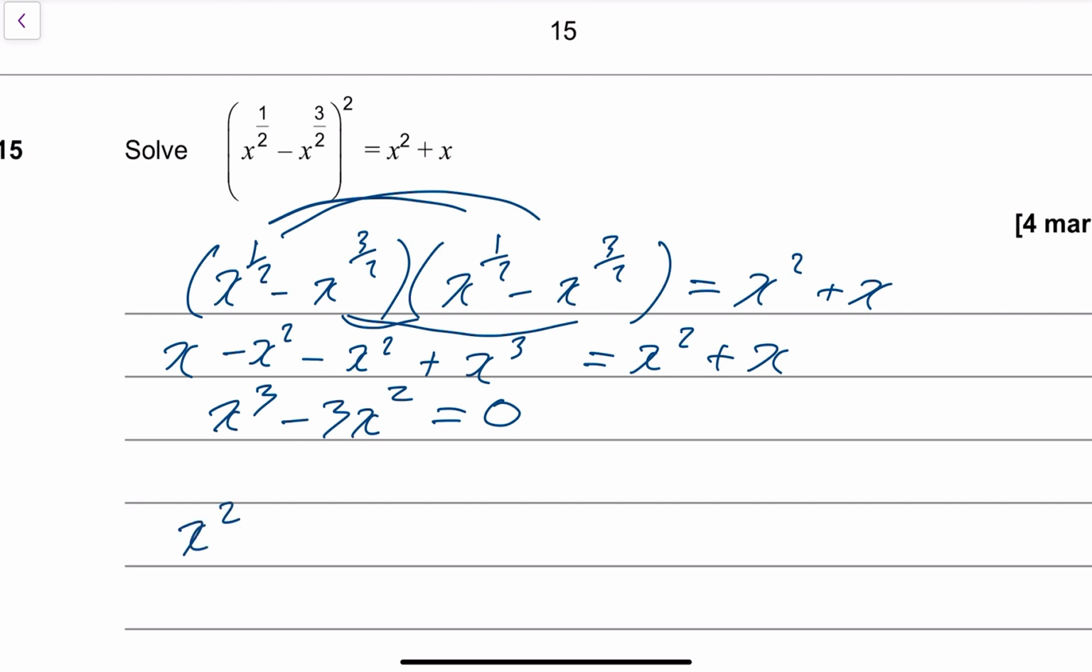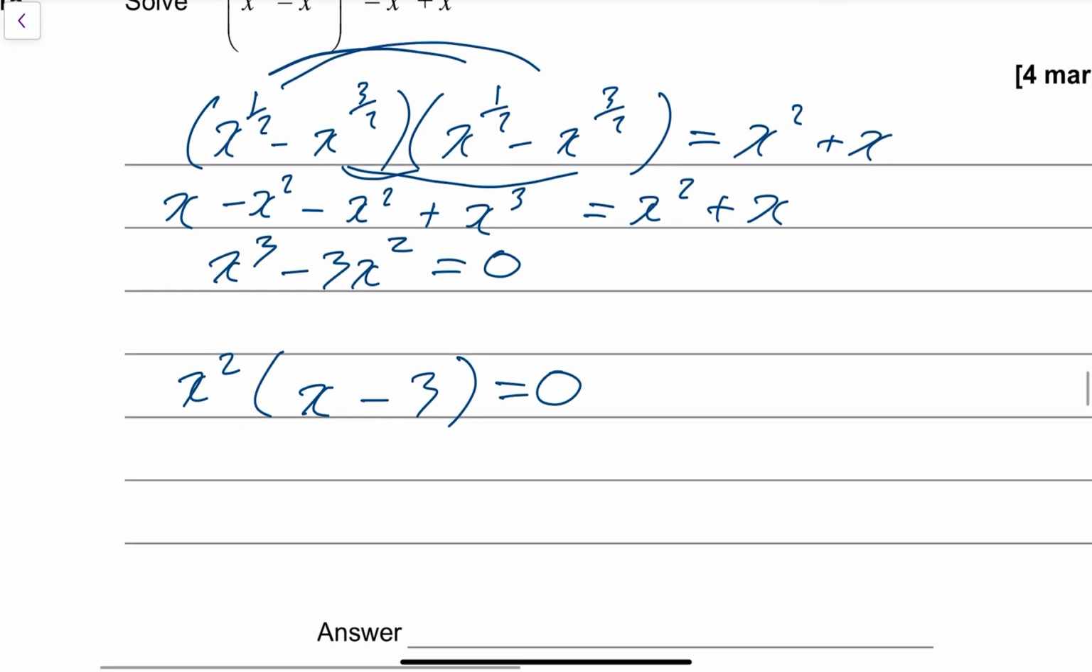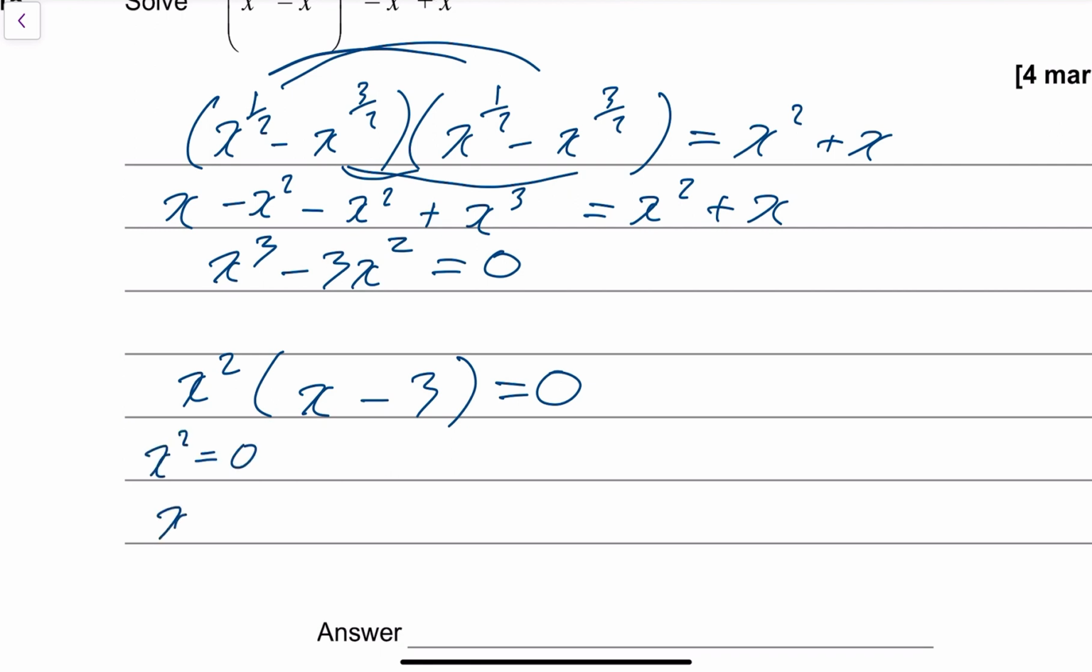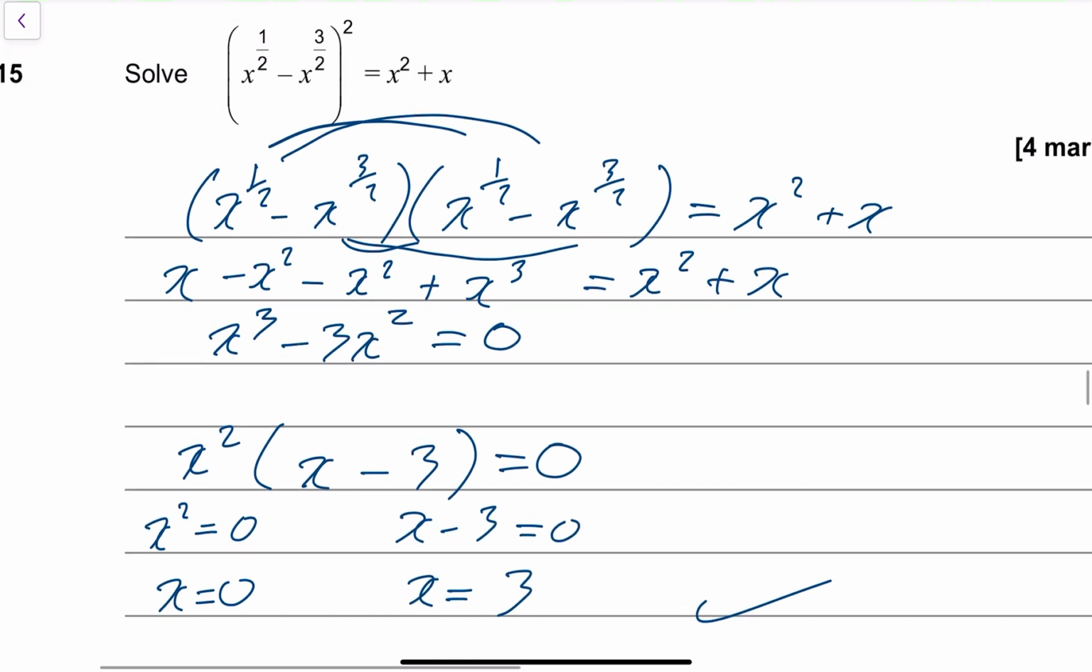Looks sensible. That means take x squared outside a bracket. You'll have x squared times x minus 3 equals 0. And you're in a weird situation again where you've got a times b equals 0. So put a equal to 0, put your b equal to 0. So here, x squared is equal to 0, which means x is just equal to 0, or x minus 3 is equal to 0, which means x equals 3.